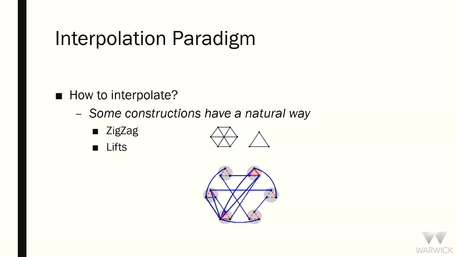Okay, and the interpolation paradigm says, don't do it all at once, but do it one by one. Each time replace a single vertex with a copy of the triangle. Okay, the same goes in graph lifts. In a graph lift, you duplicate each vertex, and the interpolation paradigm says that don't duplicate them all at once, but do it one by one.